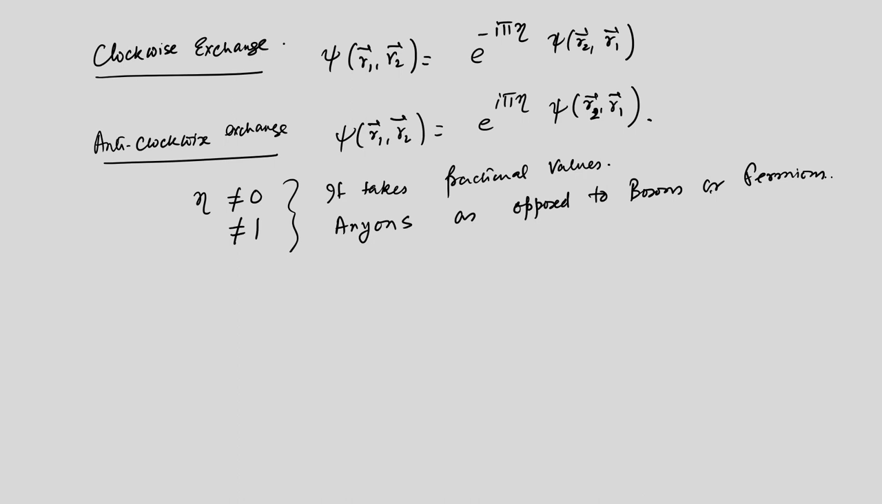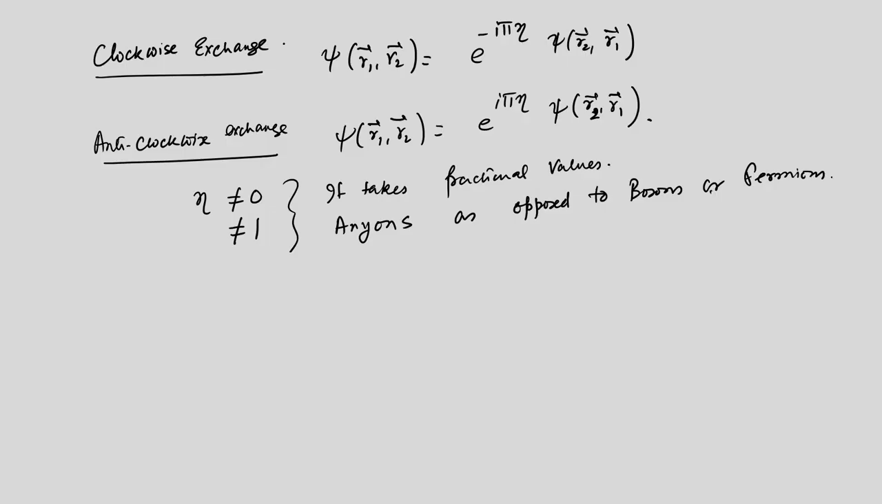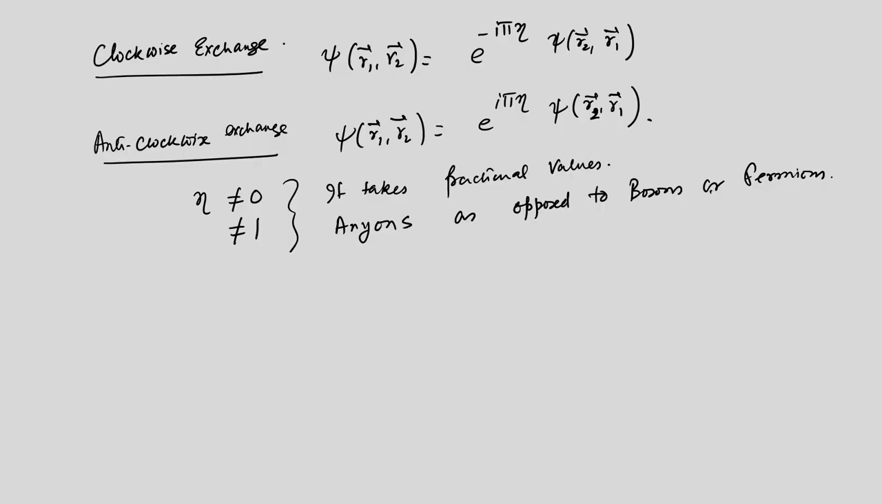Just to rewind, eta equals 0 for bosons, eta equals 1 for fermions. But in 2D, these are called anyons because this eta can take any value between 0 and 1, any fractional value. So this gives rise to a particular kind of statistics which is called fractional statistics or braiding statistics. So we keep this discussion of the statistics to a bare minimum, and just tell its significance to the topological properties that we are interested in, very briefly.